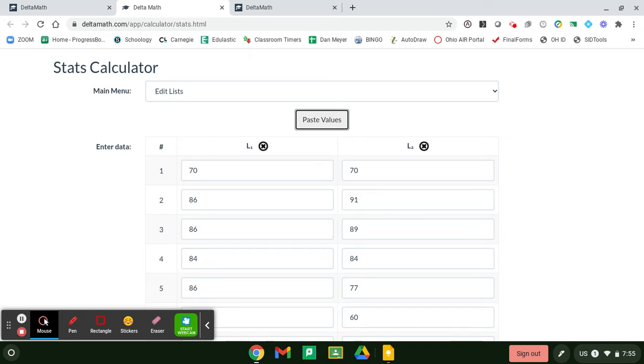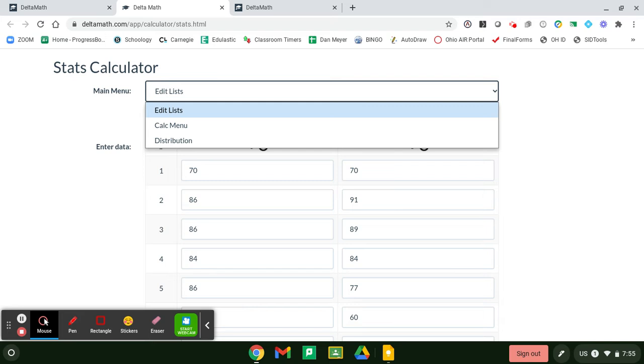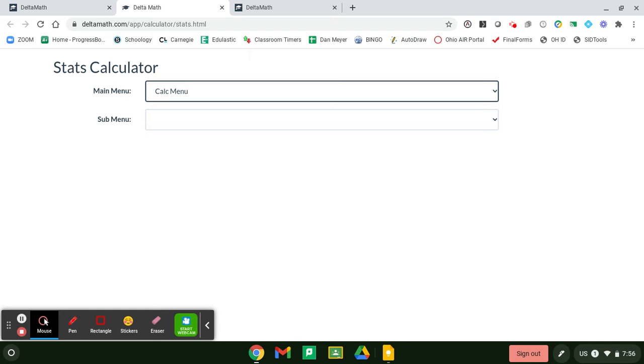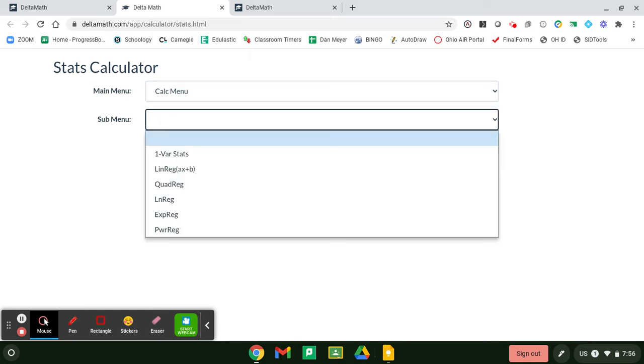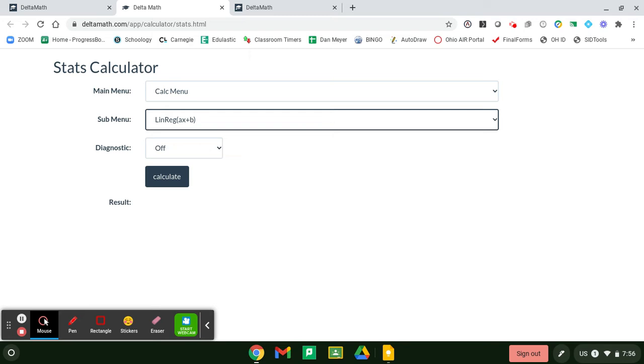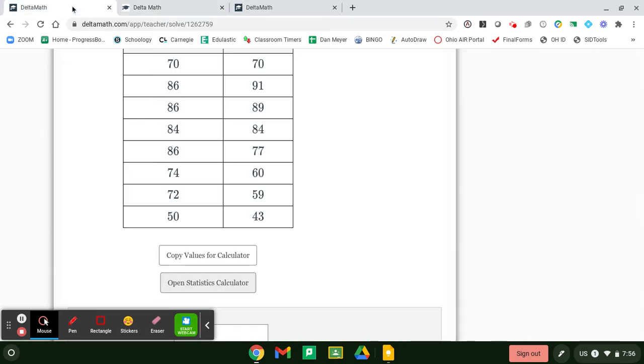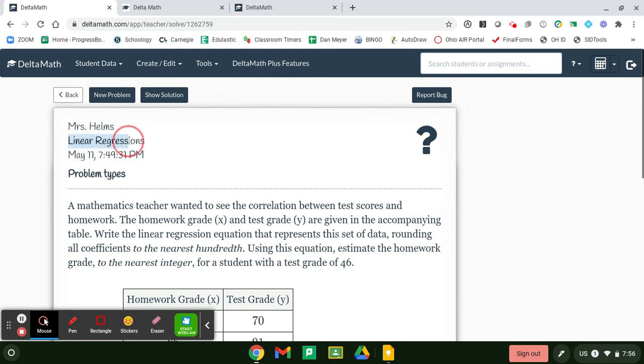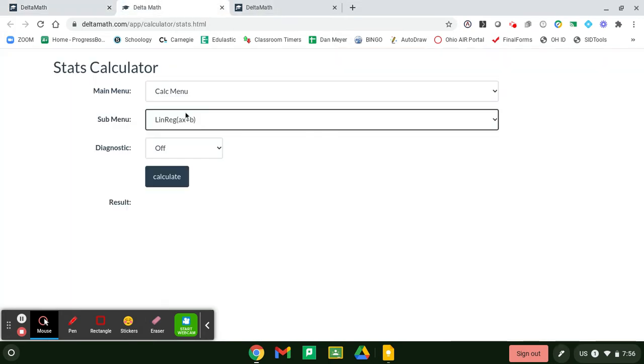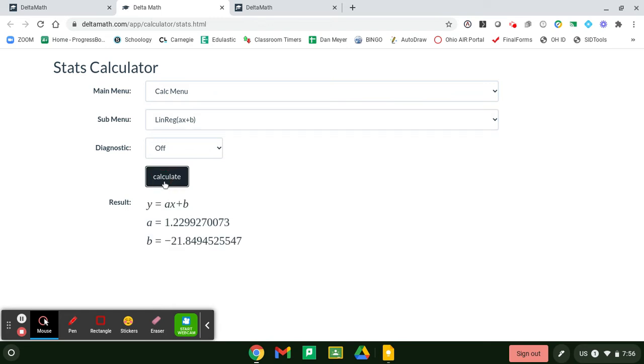Now you're going to go up to edit lists or main menu, and we don't want to edit anything. We want to calculate. So you're going to click on calc menu. We want it to calculate the line of best fit because I need to try to find an equation that matches my table of values. So in the sub menu, you're going to click linear regression because I know it's linear. If you're confused about that, you don't know which one to choose, go back to your problem and you'll see at the very top, it says linear regression. So now going back to that calculator, all you have to do is just say calculate, and you'll see that it gives you the A and the B. Notice A is in place of M. We usually see MX plus B, but A means the same thing as M here.